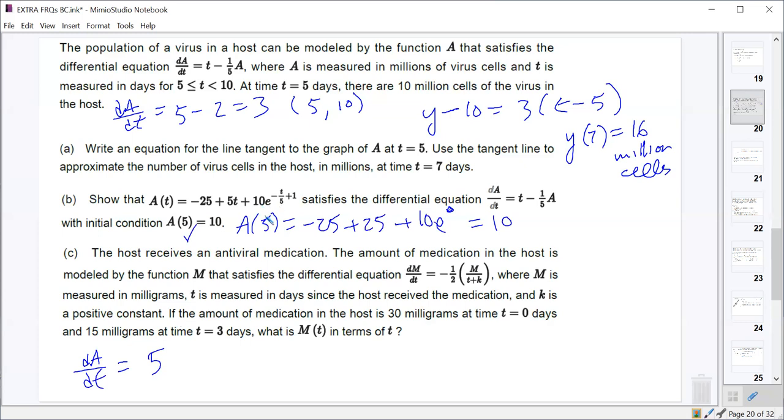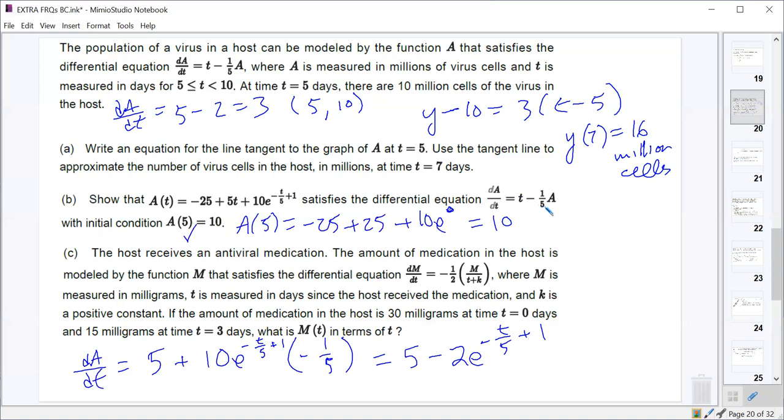So we get 5 as our derivative there. Our derivative of 10 e to the negative t over 5 plus 1 is plus 10 e to the negative t over 5 plus 1 times the derivative of negative t over 5 plus 1, which should be negative 1/5. And then we will multiply that by negative 1/5. So we're going to end up with 5 minus 2 e to the negative t over 5 plus 1.